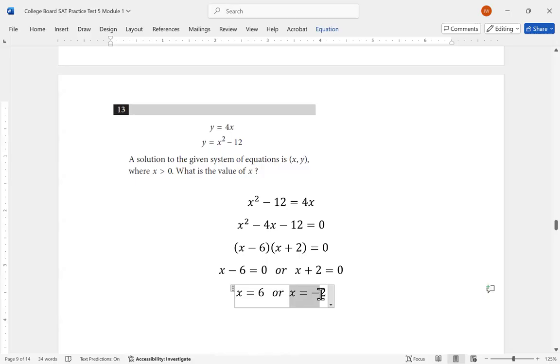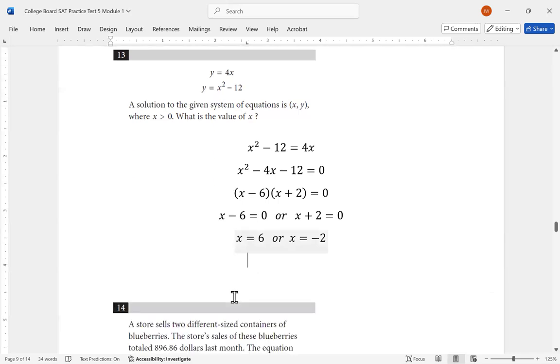Because of the fact that the x value had to be greater than 0, the only option we have is the x value of 6. So the answer to 13 is that x equals 6. And again, we get rid of this one because it's not above 0, and we'd have to use x equals 6. Again, answer to question 13 is just x equals 6 because our x value had to be greater than 0.